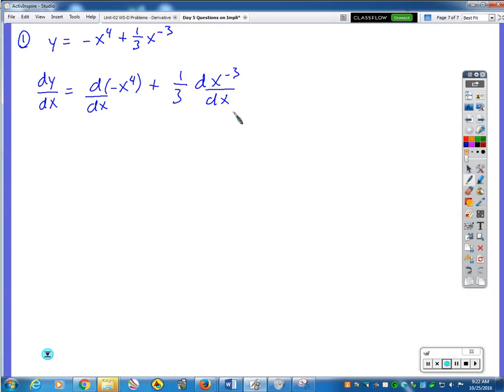Anyone else? Cool. Now here's where I'm a little worried about what Ellie was doing. Very common error. If you think of this as negative x, it usually causes trouble. It's a lot better to think of it as negative 1 multiplied by x to the 4th. That's what it really is. So I would write dy dx equals, and pull out the negative 1. It's the constant rule. Applying the constant rule here.